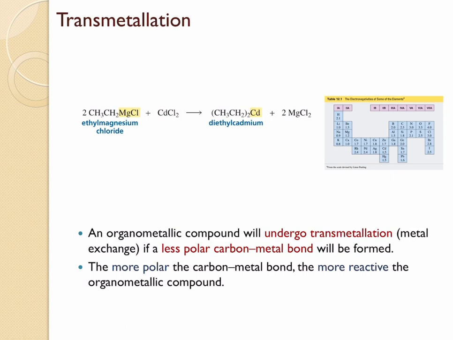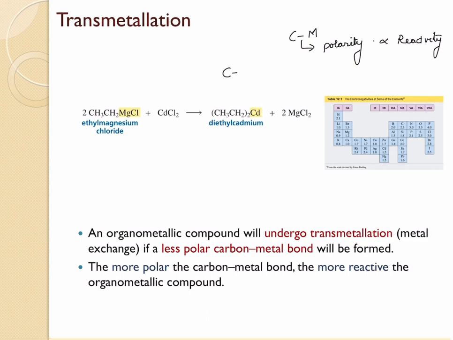When it comes to the reactivity of organometallic compounds, it's going to depend on the polarity of the carbon-metal bond. The greater the polarity of this bond, the greater the reactivity of the organometallic compound. So polarity of the bond is directly proportional to the reactivity. Let's compare an organomagnesium compound with an organolithium compound.